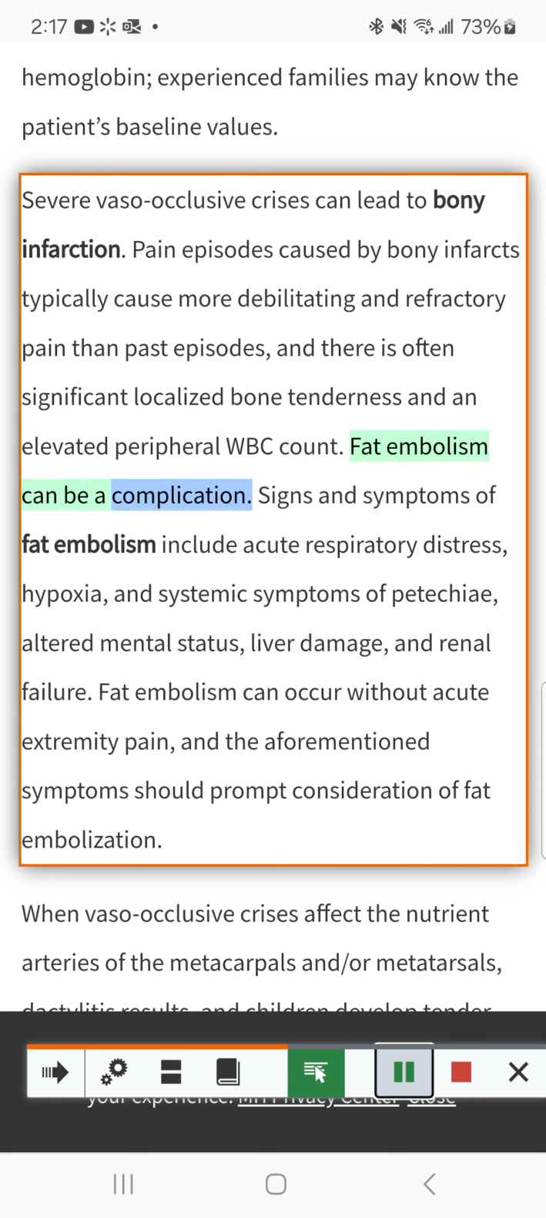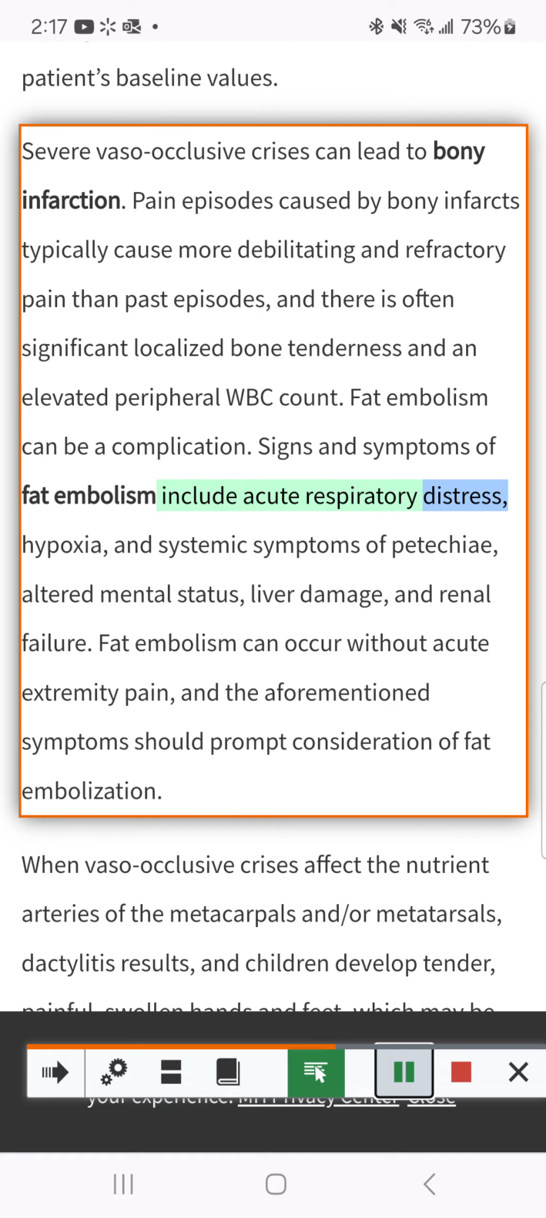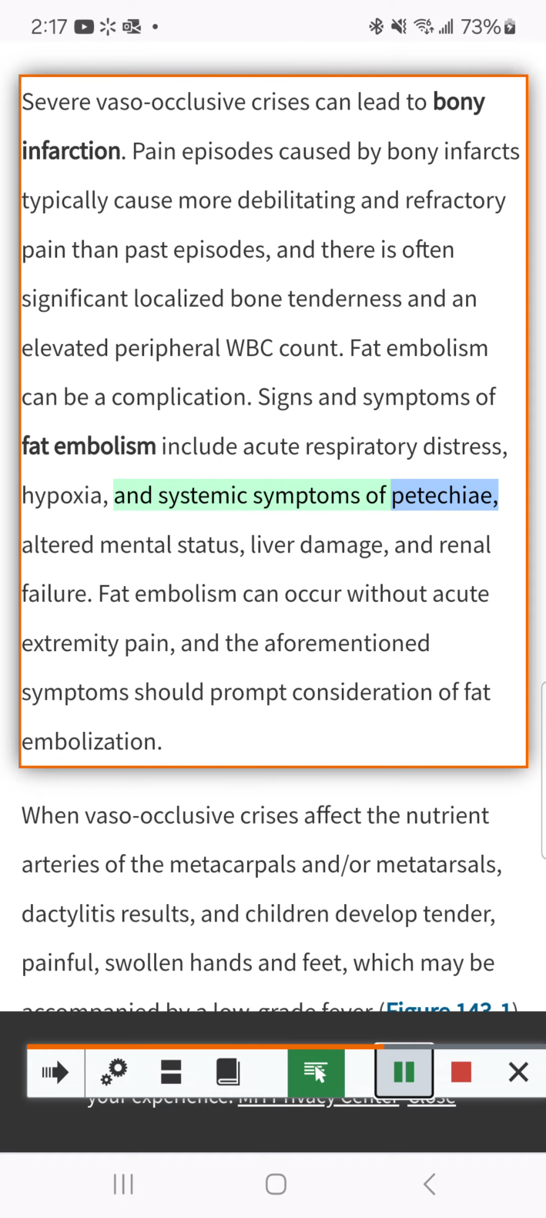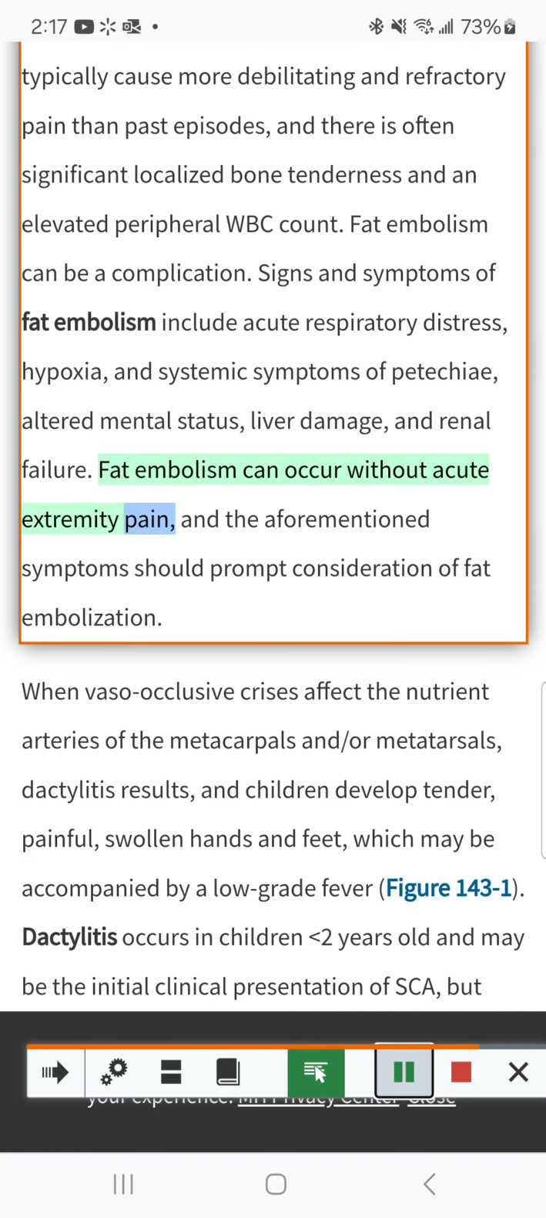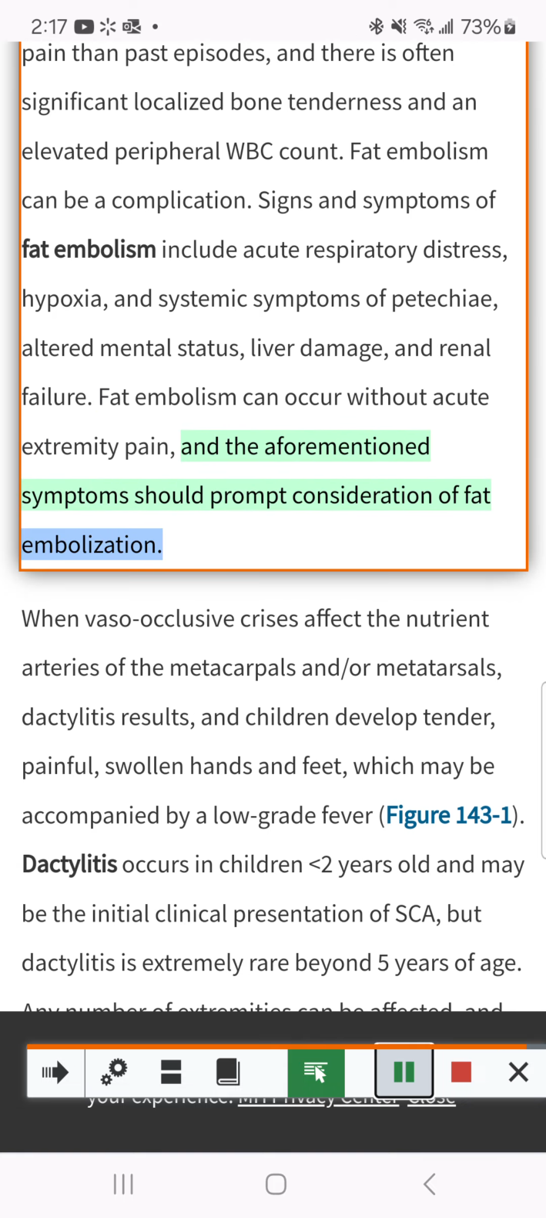Fat embolism can be a complication. Signs and symptoms of fat embolism include acute respiratory distress, hypoxia, and systemic symptoms of fever, altered mental status, liver damage, and renal failure. Fat embolism can occur without acute extremity pain, and the aforementioned symptoms should prompt consideration of fat embolization.